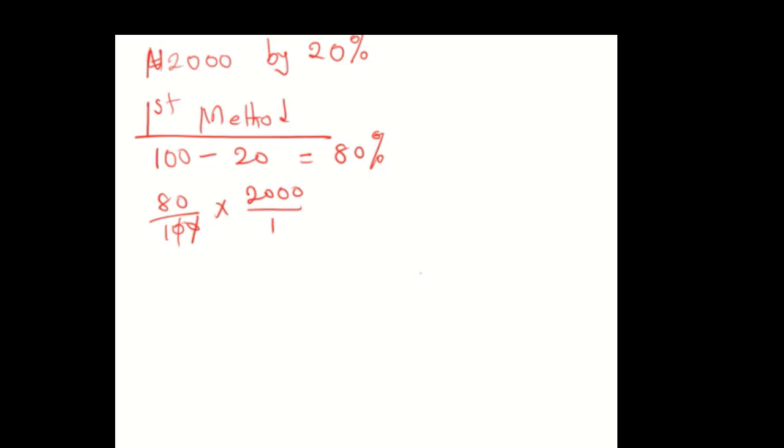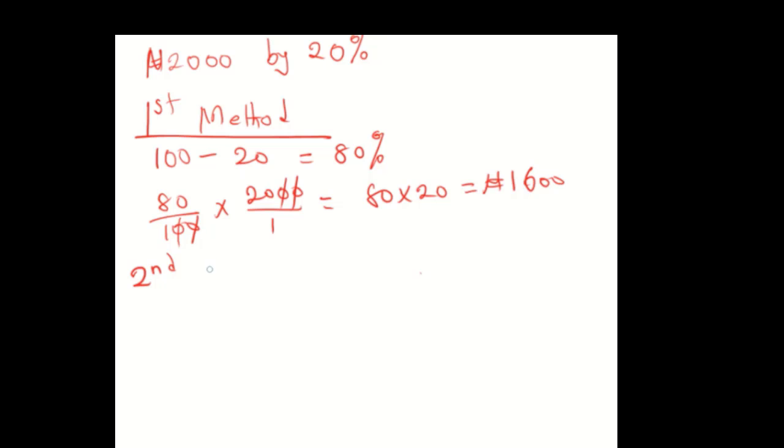So this 20 can cancel this 20. You are left with 80 times 20, which is equal to 1600 naira. So from this method, you just have your answer. You have decreased 2000 by 20%.